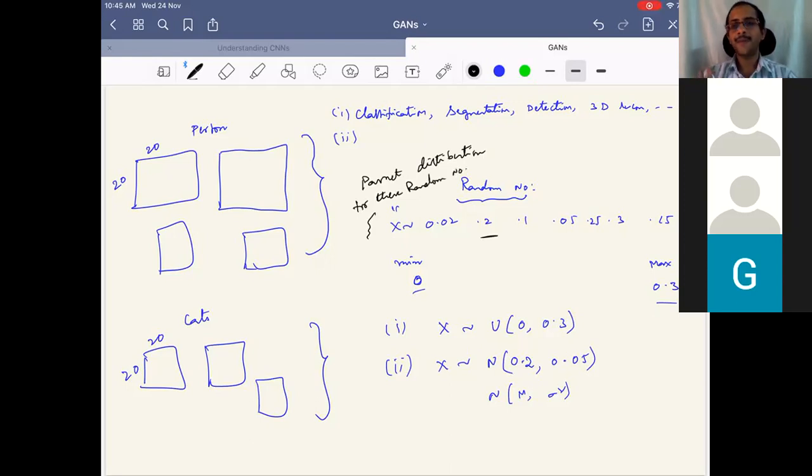Why am I interested in the parent distribution, you tell me. Fine, it's okay. You are given some random numbers and I can do something with these random numbers. Say each of these random numbers corresponds to one image, for example. Assume that. So now this is say image 1.